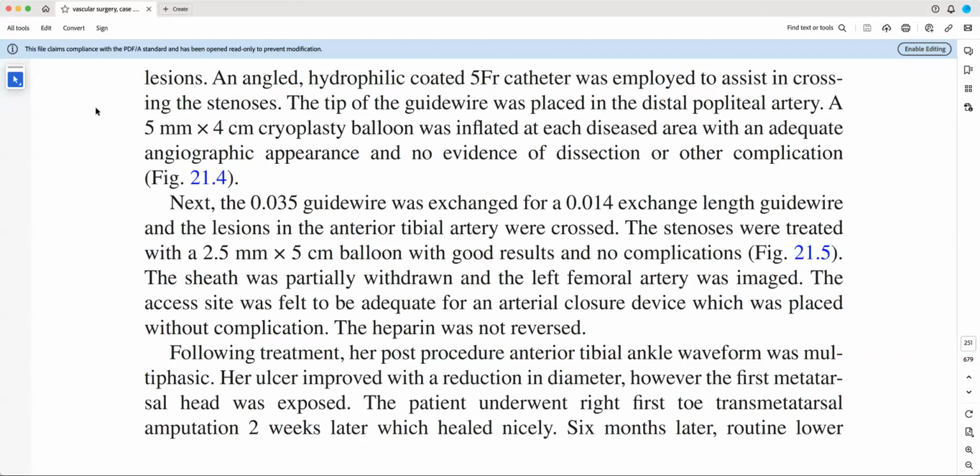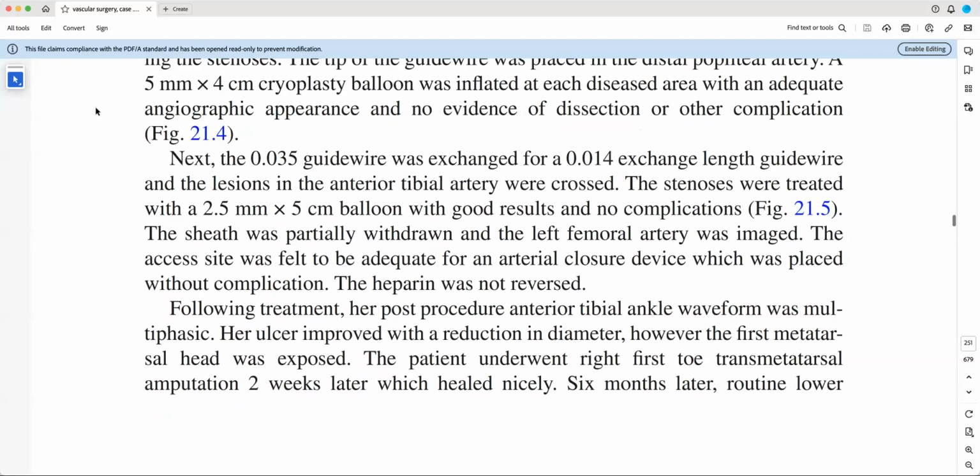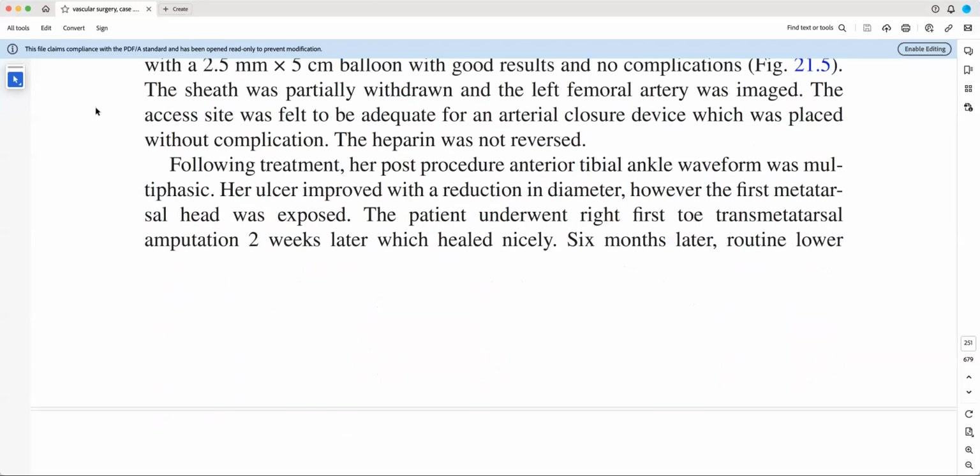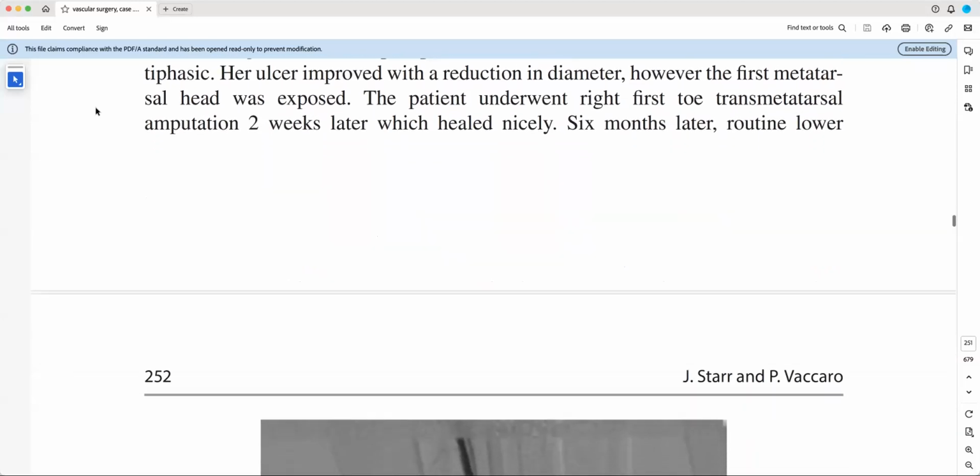Following the treatment, her post-procedure anterior tibial ankle waveform was multiphasic. Her ulcer improved with the reduction in diameter. However, the first metatarsal head was exposed. The patient underwent right first transmetatarsal amputation 2 weeks later, which healed nicely. Six months later, routine lower extremity arterial non-invasive testing was done.